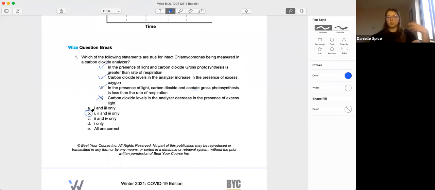If we're going through electron transport more quickly, we're going to need more NADH and FADH2. And if we need more of those molecules, then we're going to need to go through the Krebs cycle more quickly. But the Krebs cycle is one of our sources of carbon dioxide. So if we're going through the Krebs cycle quickly, then we're going to increase the amount of carbon dioxide in the analyzer.